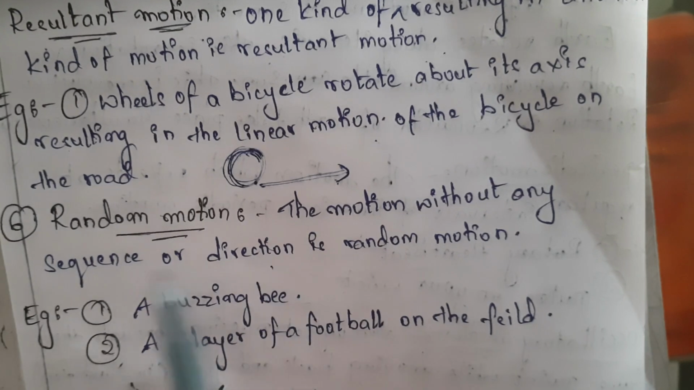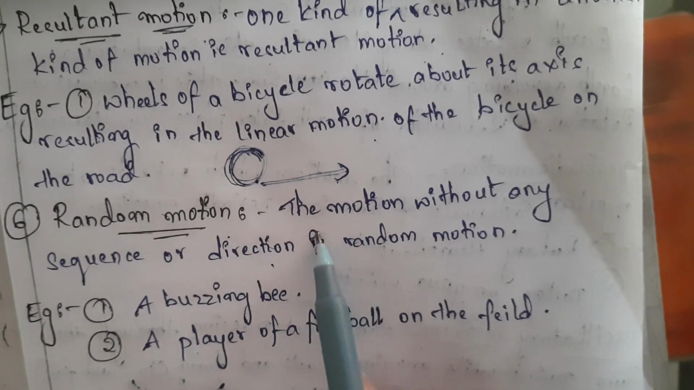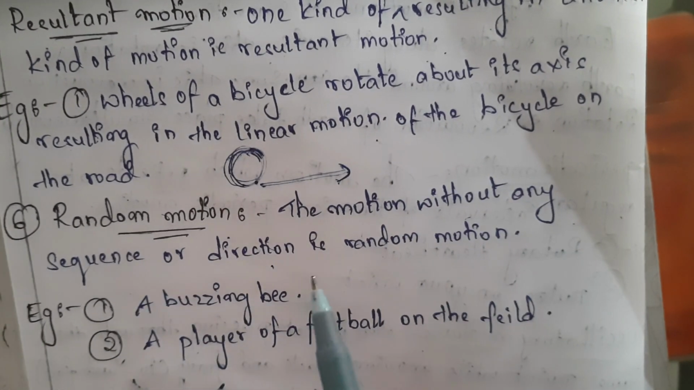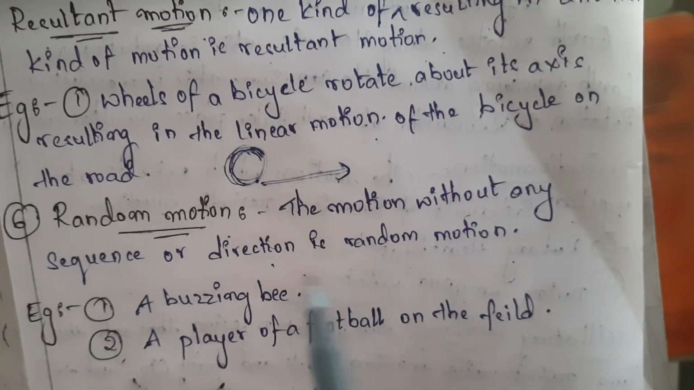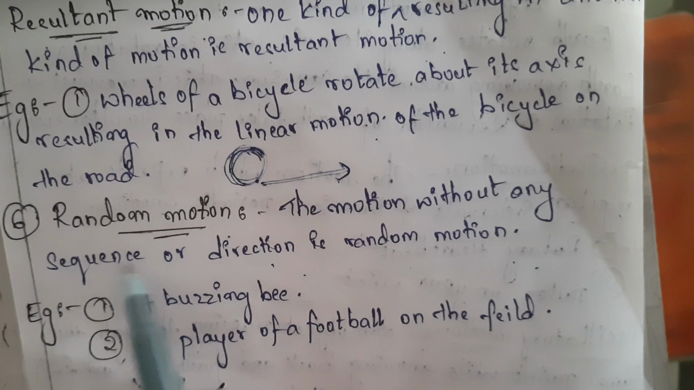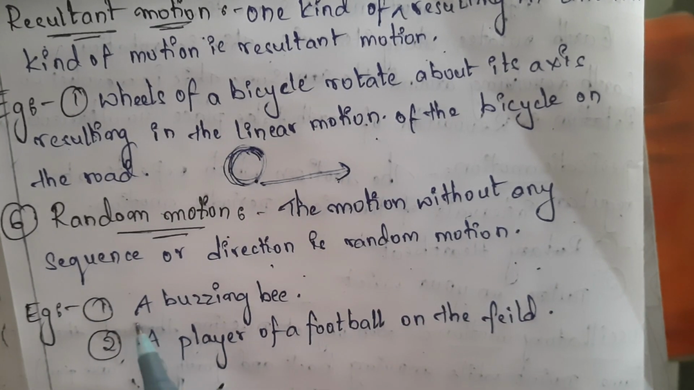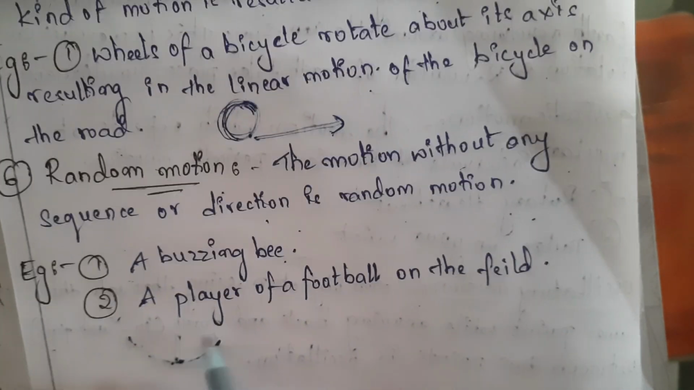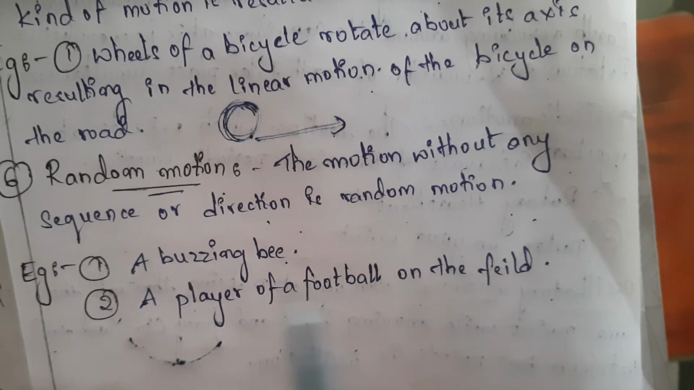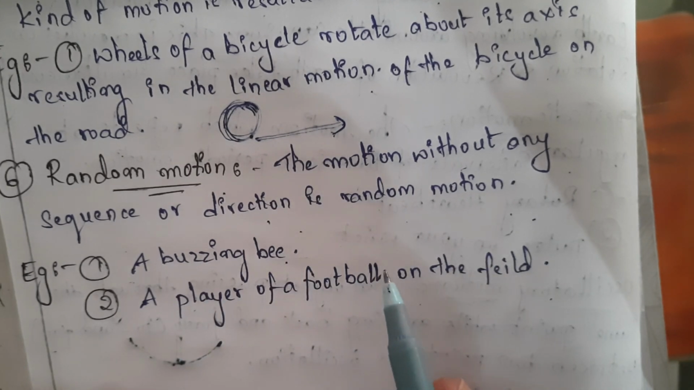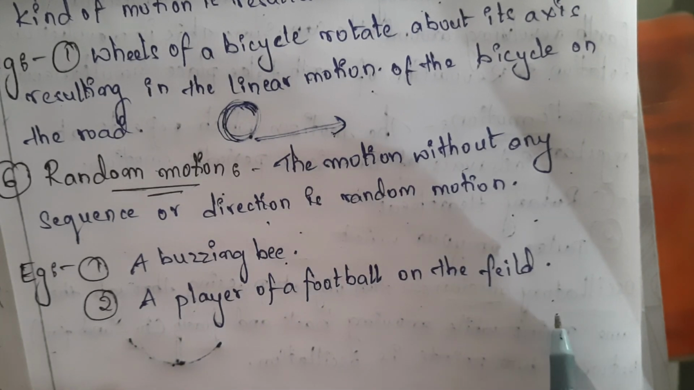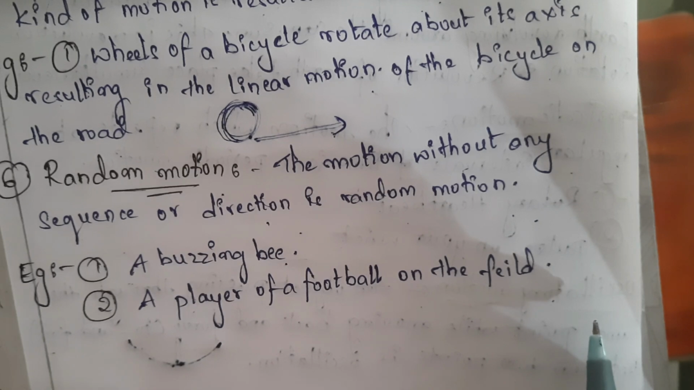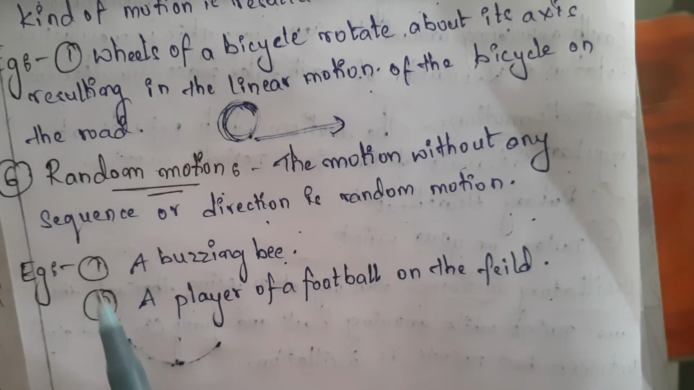Now the last category, random motion. So here the motion without any sequence or direction is random motion. Now there is no sequence or there is no direction. It is called random motion. Example, buzzing bee or a player of football on the field. So here buzzing bee, the bee's wings are vibrating. There is no sequence. When the player plays football, so here he will kick out the football. We don't know in which direction the kicking will be done. So these are example of random motion.